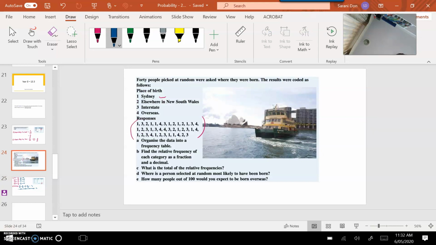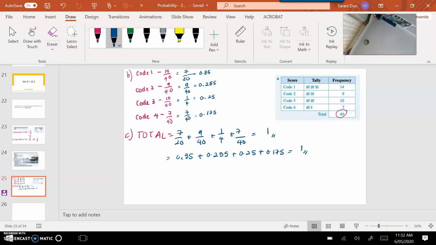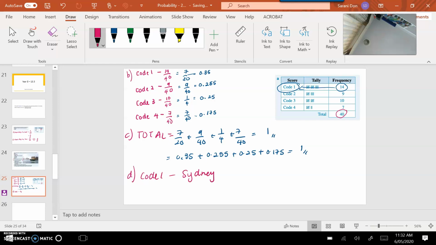Alright, so part D. Where is the person selected at random most likely to have been born? So out of all this data, which one, if you were to select one at random, where are they most likely to be born? So even if we look at the fraction, it's the one with the highest frequency. So obviously 14 is the highest one, which is code 1. And if we go back to the question, code 1 was Sydney. So if you select a person at random, they are most likely to be born in Sydney. And that is evident from the data that we've obtained.